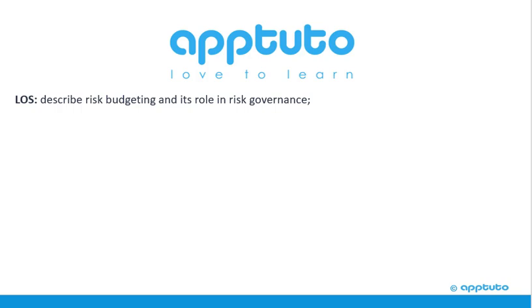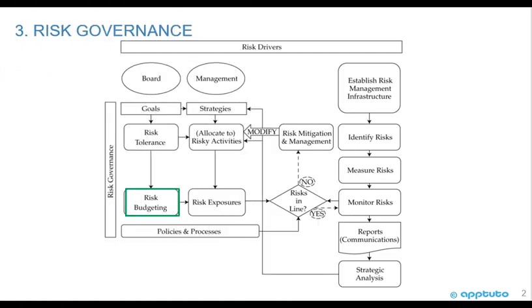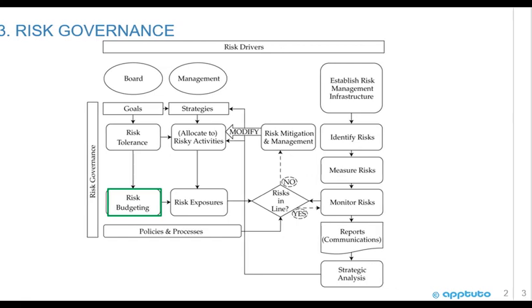This LOS is Describe Risk Budgeting and its role in risk governance. Again, we're looking at this graphic that has the risk management framework on the right-hand side, and then some of the roles and responsibilities of both the board and management. So we can see I've highlighted in green that risk budgeting falls under the board.